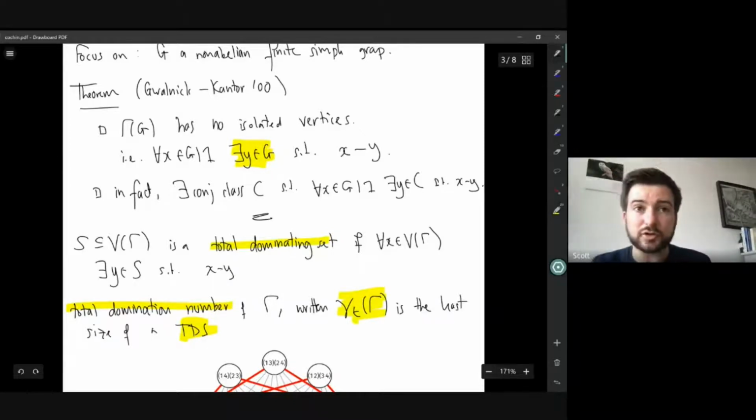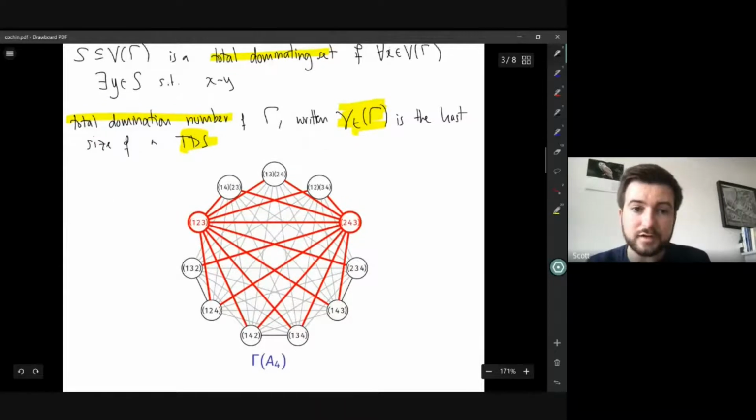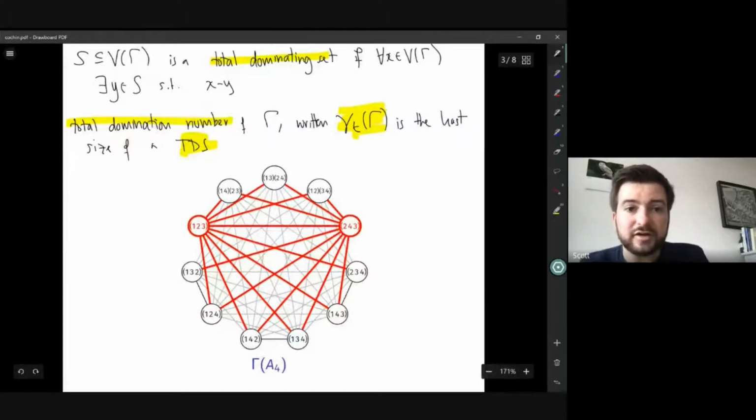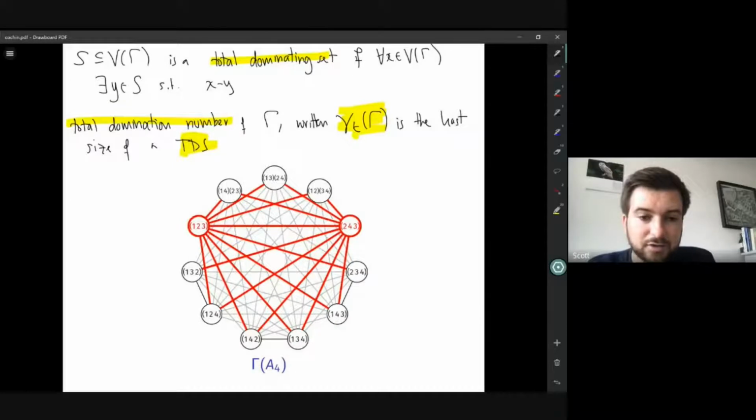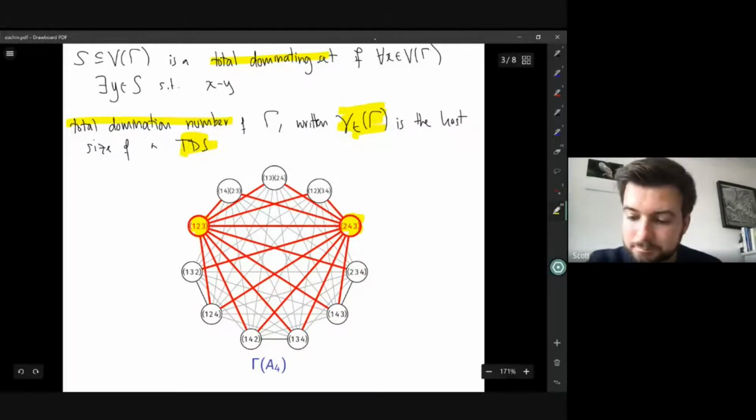Great. So let's just look at a picture. This is the generating graph of the alternating group A4 again. And you can see I've highlighted two vertices in red. And you look at all their neighbors, which are marked by red edges. You can see that between them, every element is adjacent to one of those two. So that is a total dominating set of Gamma of A4.